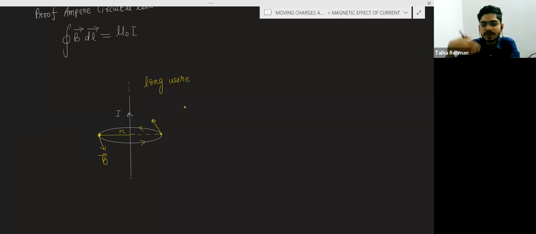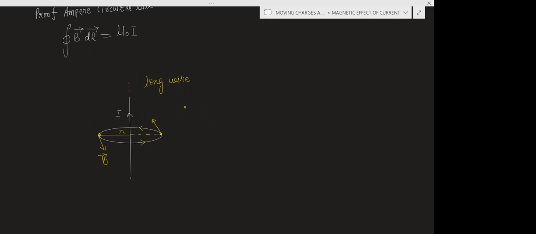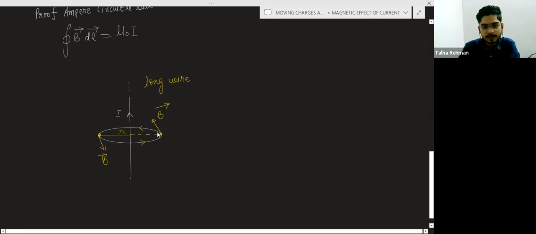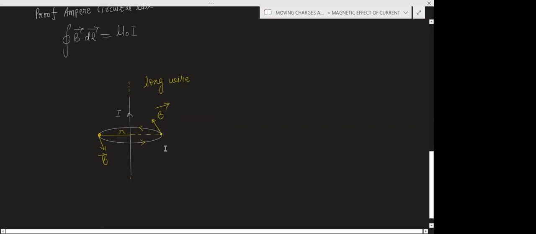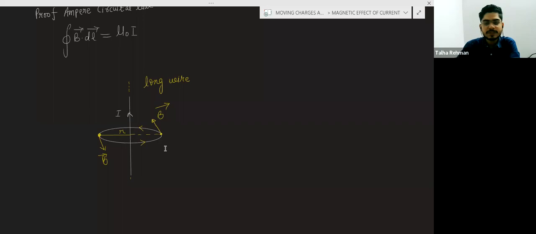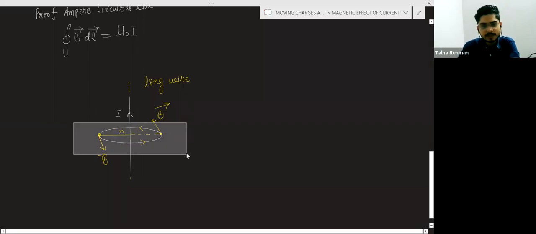You cannot say here inwards and outwards, because this loop is in the YZ plane. But you should know that the direction will be tangential to the loop. Now this loop is in the XZ plane, so there is no need of that.